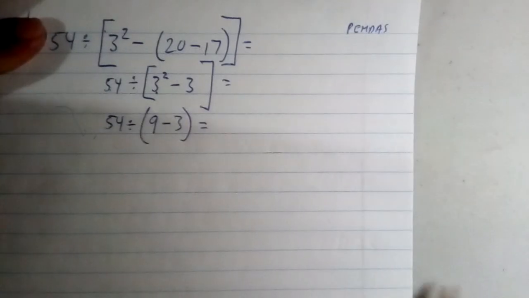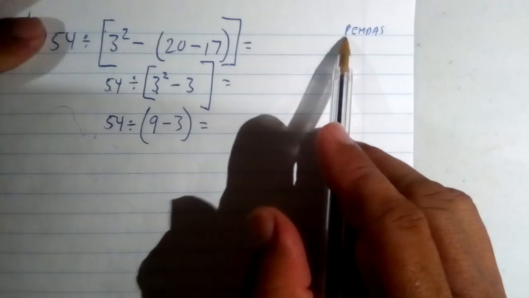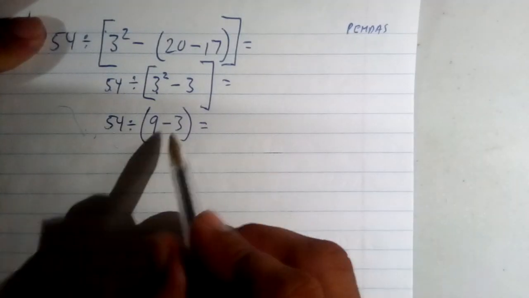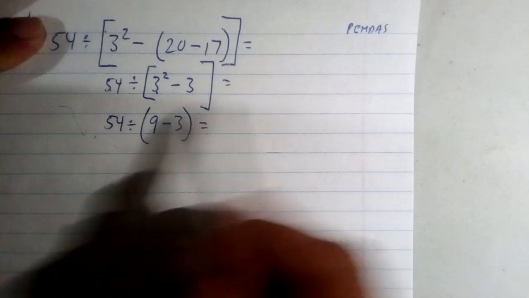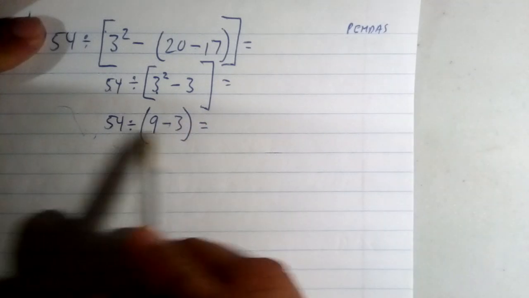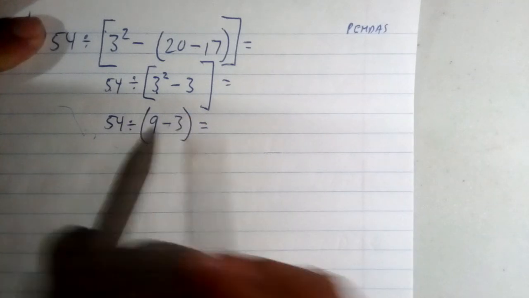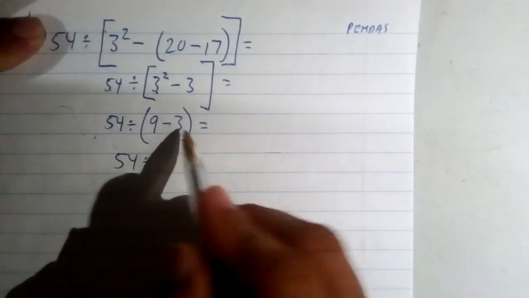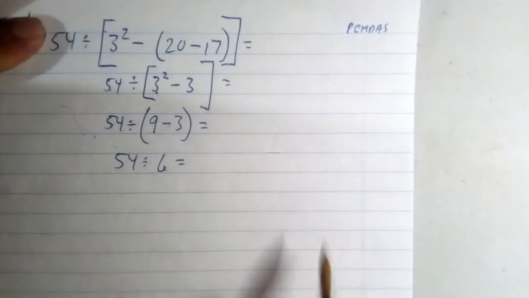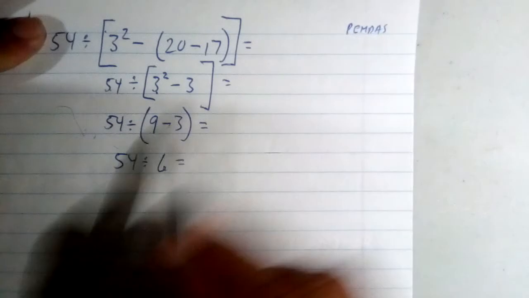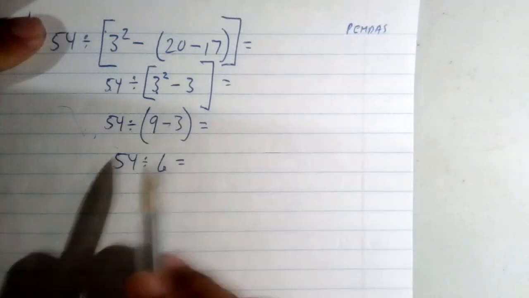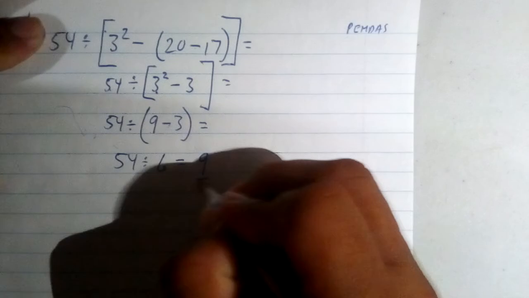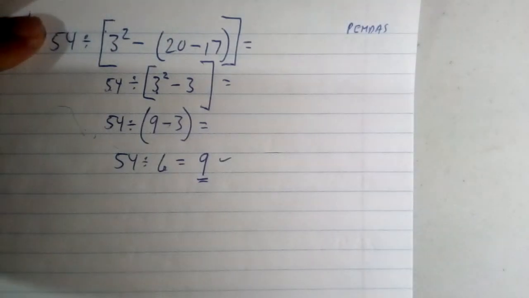So now we have brackets now, parentheses. So parentheses must be worked first. Despite we have subtraction here, notice this is what will come before this division, because this is in parentheses. So we have now 54 divided by, and 9 take away 3 is going to give us 6. So now we have division. There's no multiplication, but we have division. So now 54 divided by 6 is going to give us 9, and that's our solution for that one there.